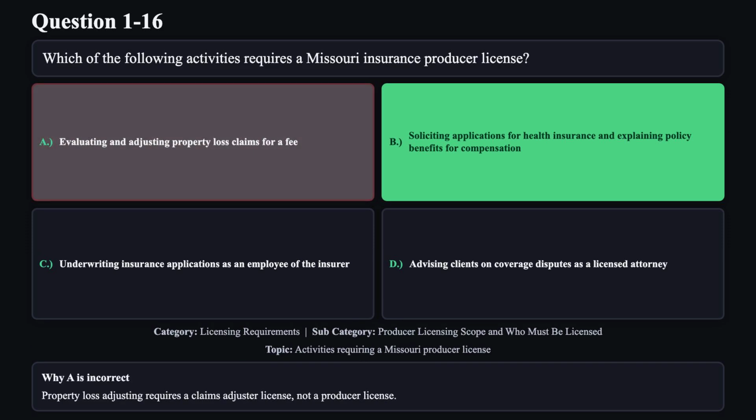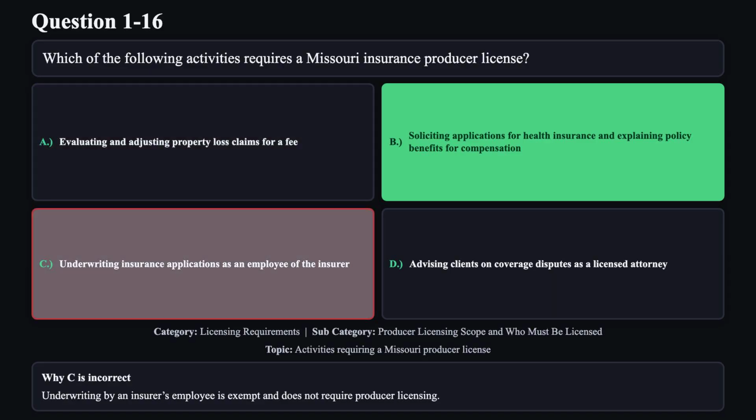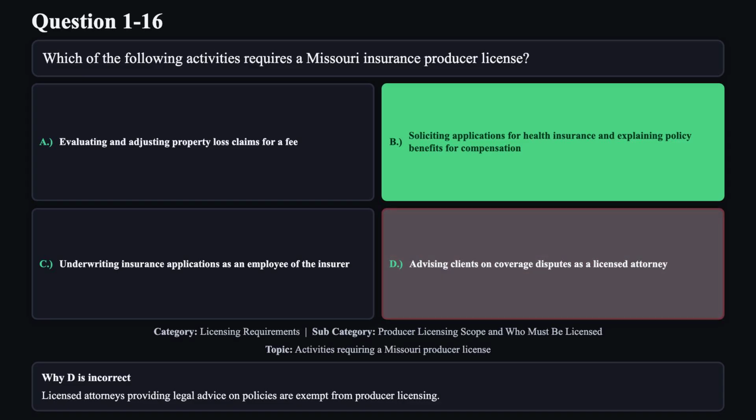Reason A is not correct. Property loss adjusting requires a claims adjuster license, not a producer license. Reason C is not correct. Underwriting by an insurer's employee is exempt and does not require producer licensing. Reason D is not correct. Licensed attorneys providing legal advice on policies are exempt from producer licensing.